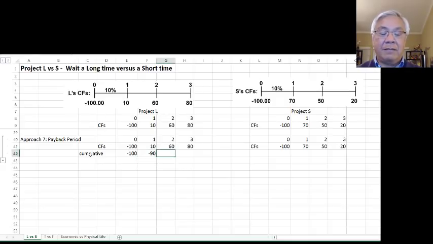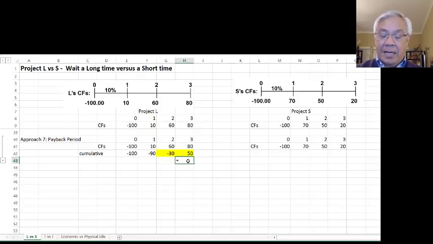Next year, what happens? Well, I had negative 90, but I made 60. So I'm now at negative 30. How about the next year? Well, I started at negative 30, and now I added 80. I'm positive. So this is what's really important to notice: during some time between years 2 and 3, I went from negative to positive. And so the way to figure out what that is would be to say, okay, I made $80 in year 3. I needed $30 to pay back, right? I needed 30 of the 80 to get me back to even.